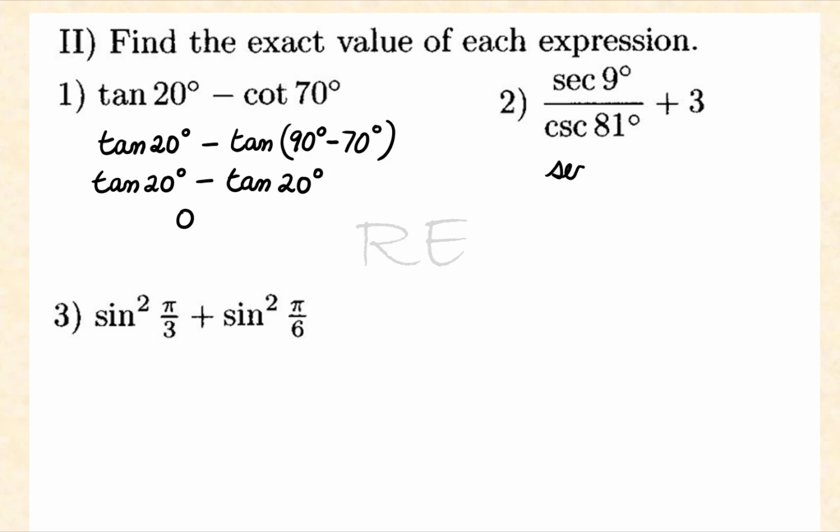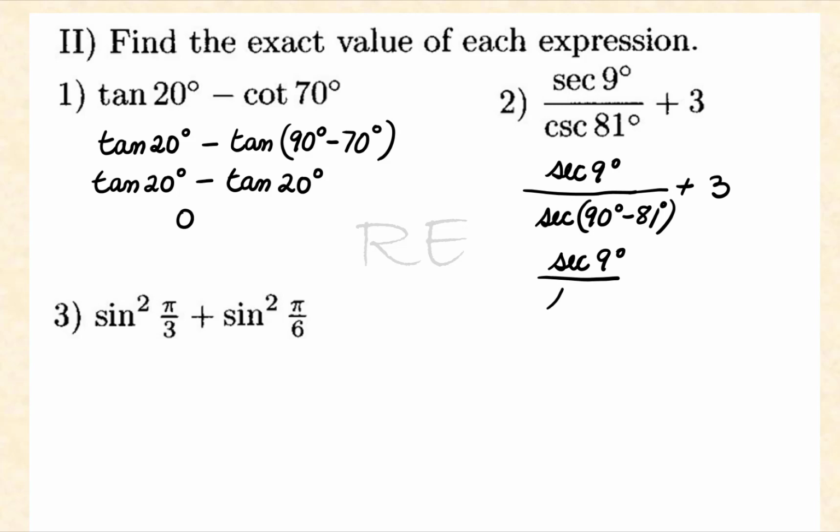Secant 9 degrees over cosecant 81 degrees plus 3. Cosecant 81 is equal to secant of 90 minus 81. It becomes secant 9 degrees over secant 9 degrees plus 3. Number over itself is 1. The answer is 1 plus 3, which is 4.